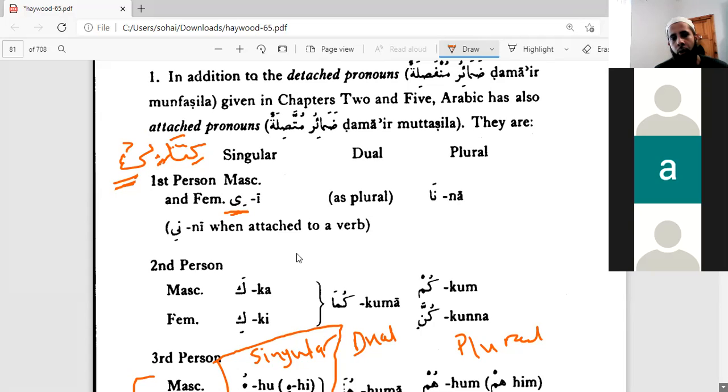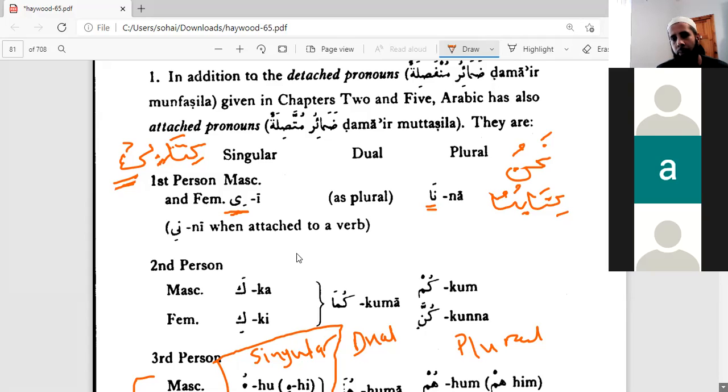And then for first person dual and plural, what do we have in normal pronouns? Nahnu. Nahnu, we, right? It could be two people or more, dual or plural. Nahnu. And in the attached pronoun it is na. Kitabuna.